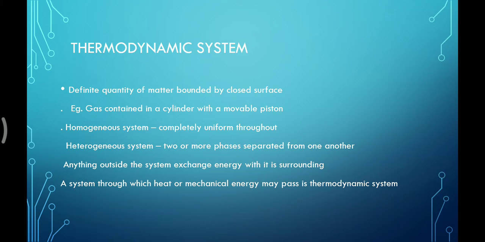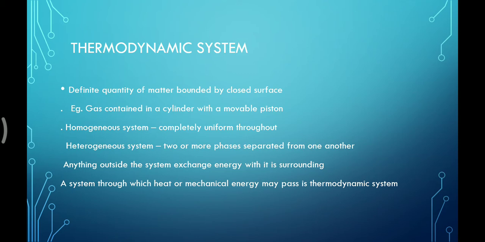Homogeneous system means the system contains only the same type of matter. For example, gas molecules inside a cylinder, only gas molecules, or a cylinder which is filled with only solid particles, or only liquid materials. Now we can tell this is a homogeneous system. And next is the heterogeneous system.